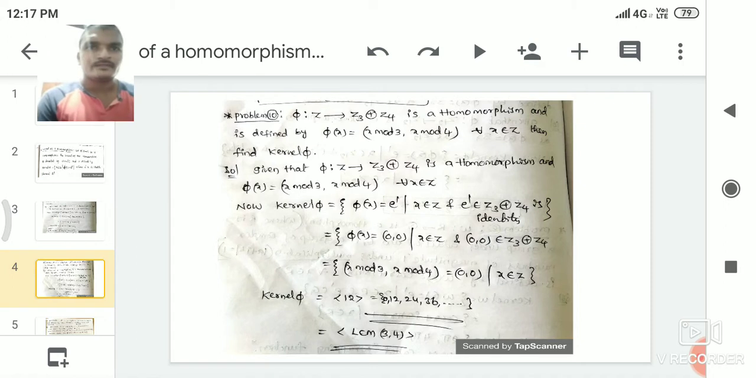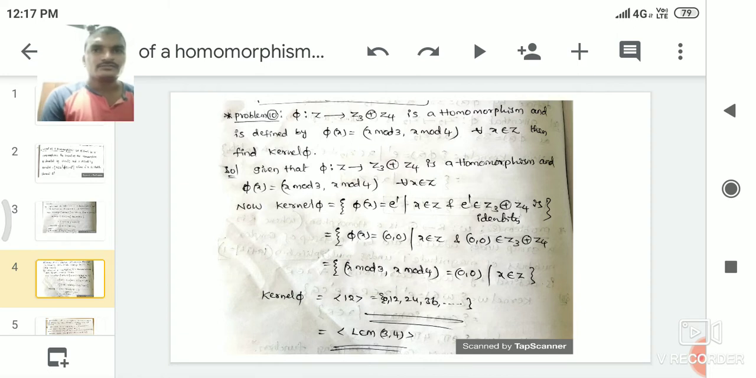Next problem. Here phi is a homomorphism from Z to Z3 direct sum Z4, defined by phi of x is equal to (x mod 3, x mod 4) for every x belonging to Z. Then find kernel phi. Here also the homomorphism is between additive groups, since Z3 plus Z4 is also a group with respect to addition.